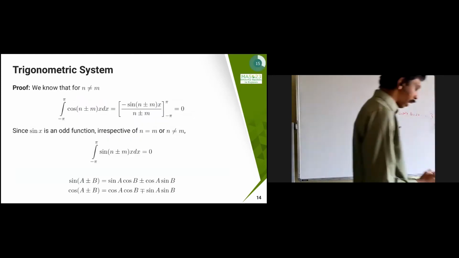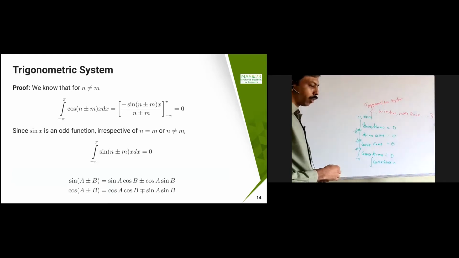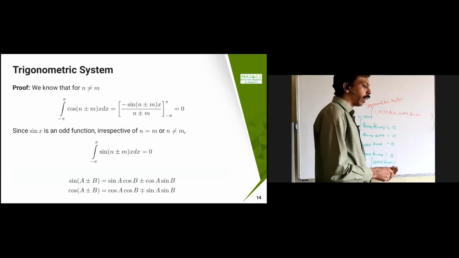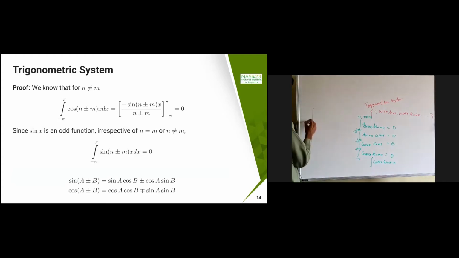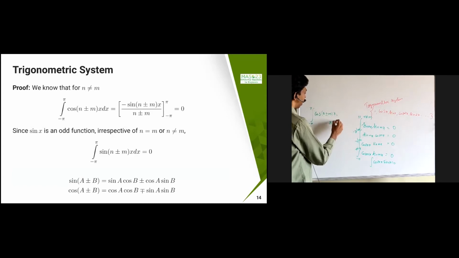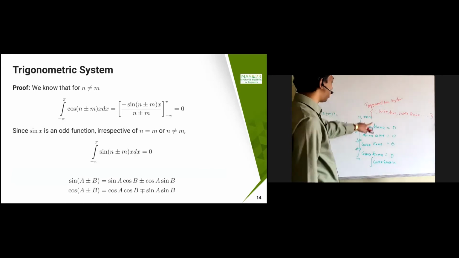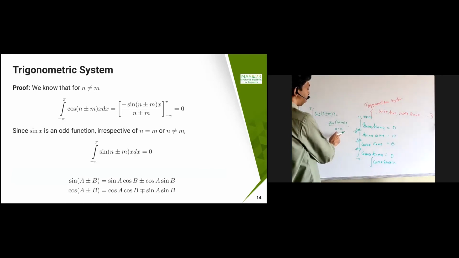That's once again from simple school mathematics. We know that for n not equal to m, I have this property: the integral from minus pi to pi of cos (n plus or minus m)x equals sin (n plus or minus m)x divided by (n plus or minus m). I take n not equal to m because once I define it here, an n minus m term will come, and that would become infinite, meaning it is not defined. That's the reason I am always taking n not equal to m.